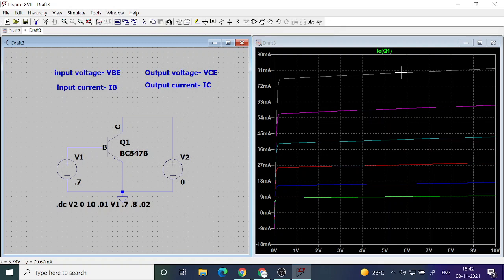Questions? Ask questions. You understand what is meant by output characteristics?